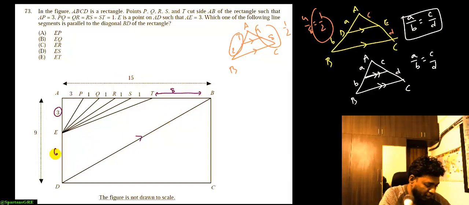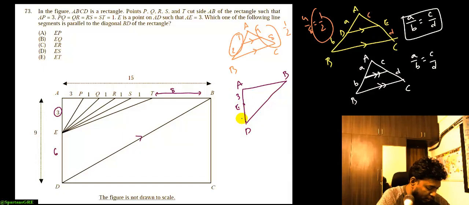So my figure is like this. This is B, this is A, this is D, and this length is given. Now my E is here, right? This AE is 3 and ED is 6. That means it is in the ratio 1:2. Now some line is going, right? He's saying this line is parallel to line BD. So here 1:2 means here also it should be 1:2.